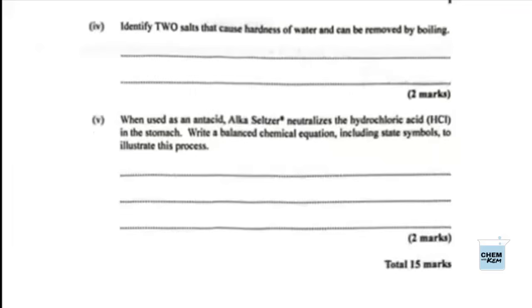The next question, we kind of answered it indirectly by speaking about when we can actually reduce or remove the Ca2+ or the Mg2+ ions by boiling. So here they're asking us to identify two salts that can cause hardness of water and can be removed by boiling. So we would have calcium hydrogen carbonate and magnesium hydrogen carbonate.